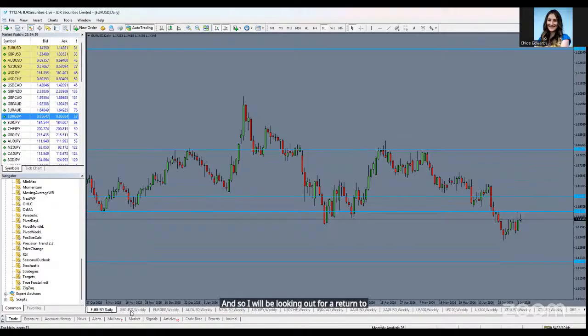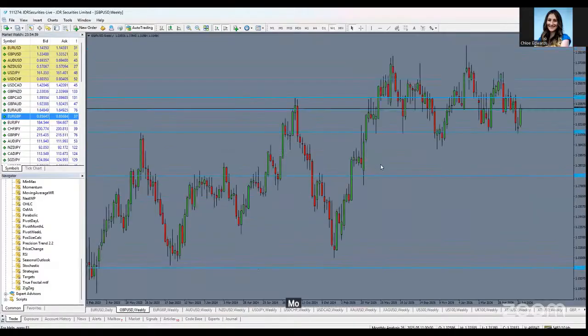Moving on to cable. So cable on the weekly time frame is much more bullish than the euro.